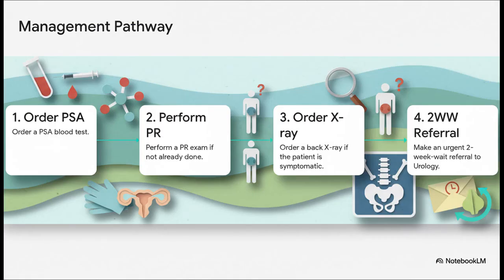Your management plan from here is a clear 4-step process. First, you're going to order a PSA blood test. Second, you'll perform that PR exam if it hasn't been done. Third, if the patient told you about back pain, you'll order a back x-ray. And finally, number 4, you'll make that 2-week wait urgent referral to urology.